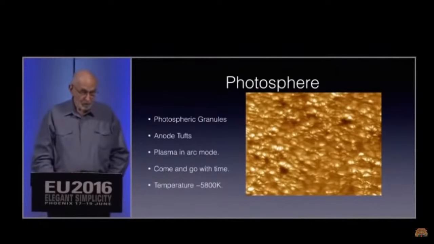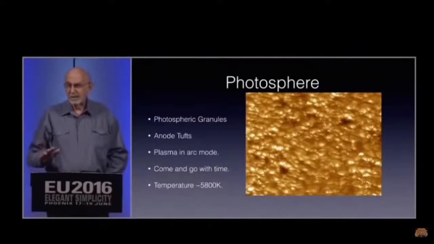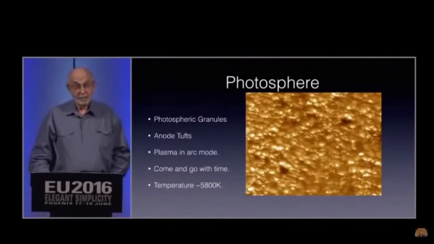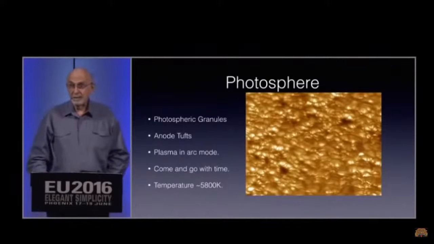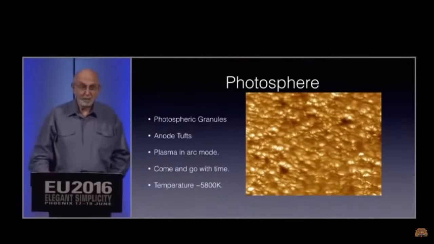The temperature of those granules or tufts is about 6,000 Kelvin, which is pretty, you wouldn't want to spend your summer vacation there, but it's in relation to the temperature of the lower corona, which is 2 million Kelvin. It's a medium temperature.